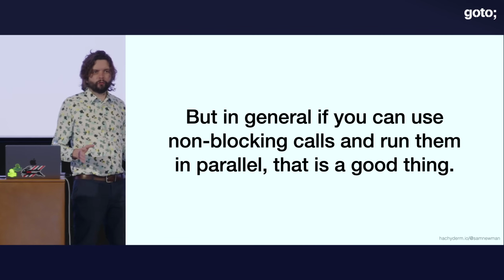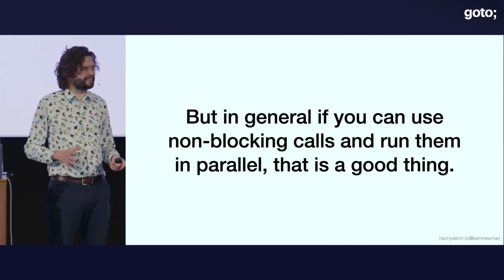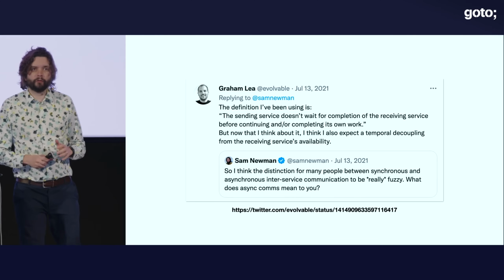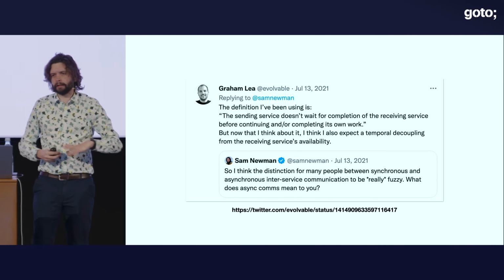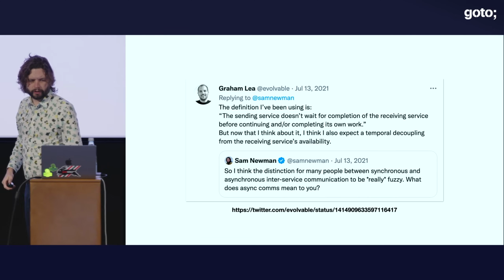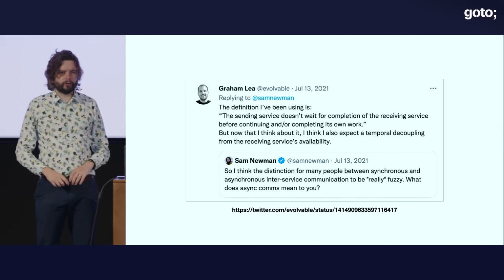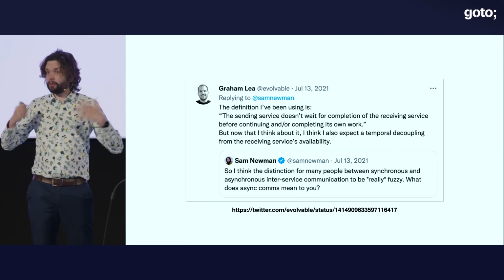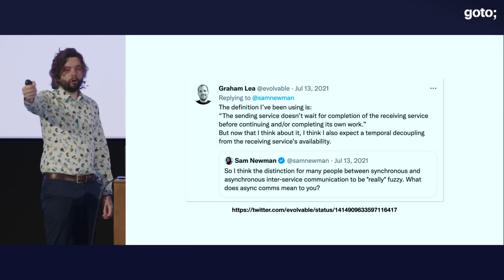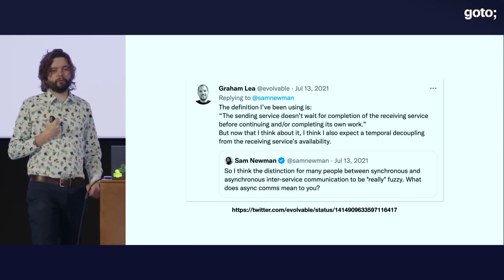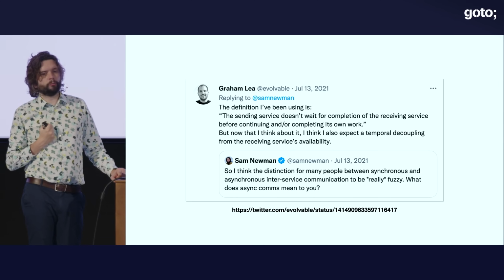So we're just getting started, we're just getting warmed up. What other forms of asynchronous are out there? We've got a post here from Graham Lee. Graham Lee worked for many years at Tyro, which is a payments company in Australia. Had sort of this interesting microservice architecture going on. And so Graham came back and he said, well, the definition that I've been using is the sending service doesn't wait for completion of the receiving service's work before continuing and or completing its work.